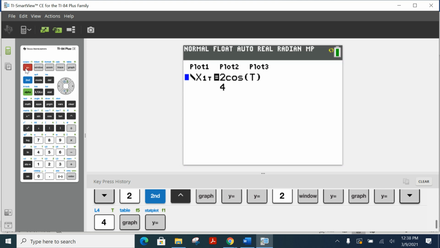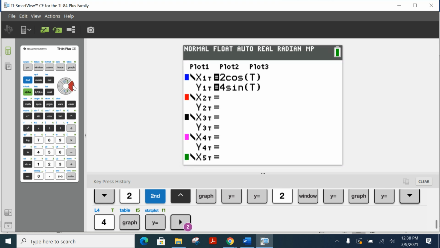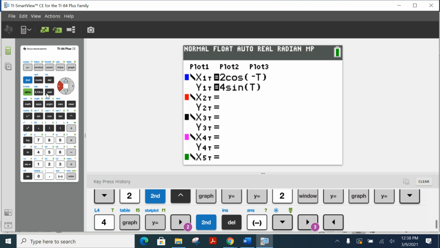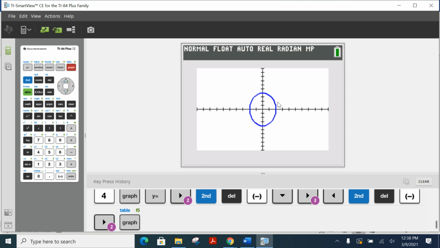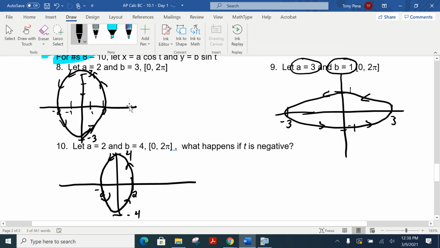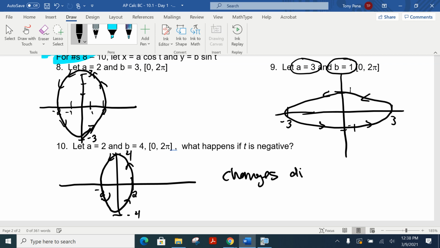The next question that's part of this one is, what if we make our t a negative t? So let me insert a negative in front of the t for both of these. So now watch when we graph this. Look at where it starts. Look at our direction. So notice how it should start at the same spot, but see how that goes in an opposite direction? So when we answer that particular question, what happens if your t is negative? You're just going to put that this changes directions. The direction of motion is now reversed.